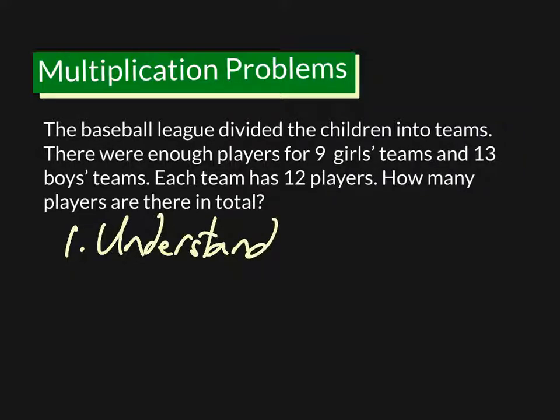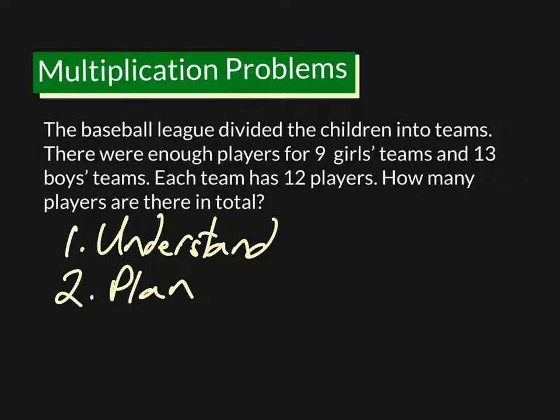So there's a bunch of kids who are playing baseball, and they've been separated into 9 teams of girls. There are 12 girls on each team, and as well there are 13 teams of boys times 12 players on each team, and what we want to know is how many kids that is in total. So second, you're going to plan.